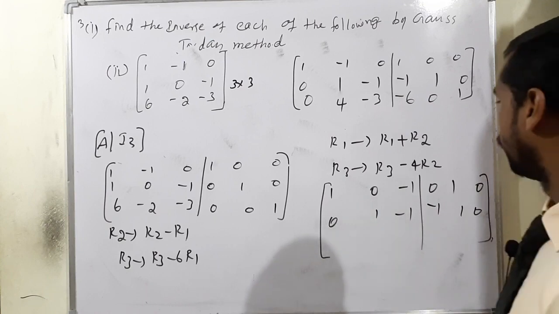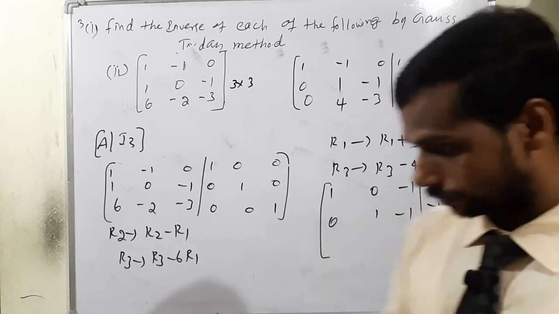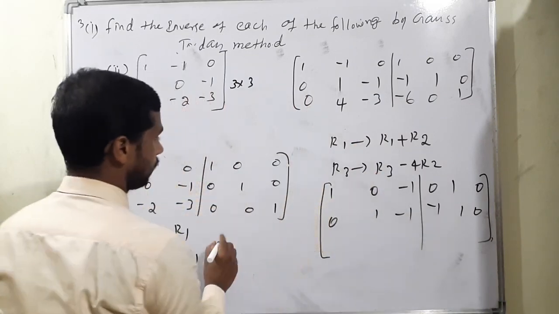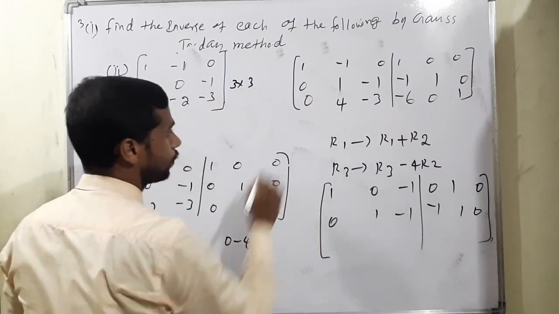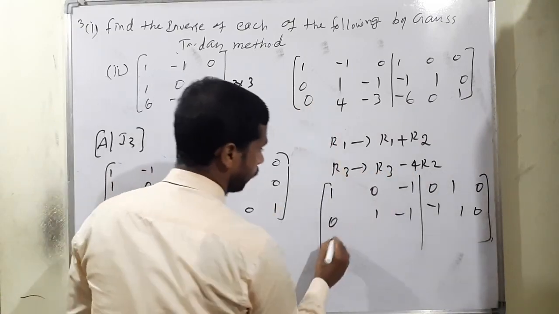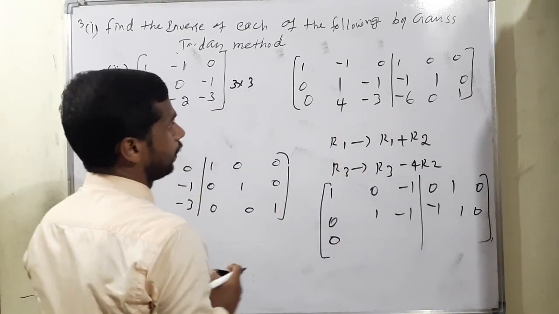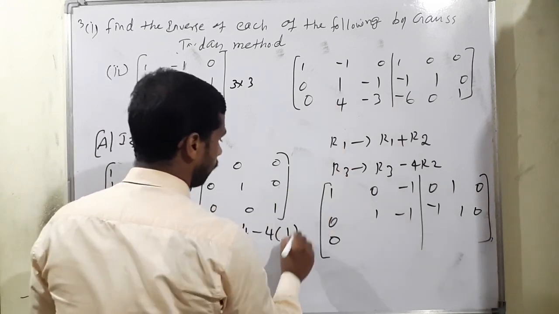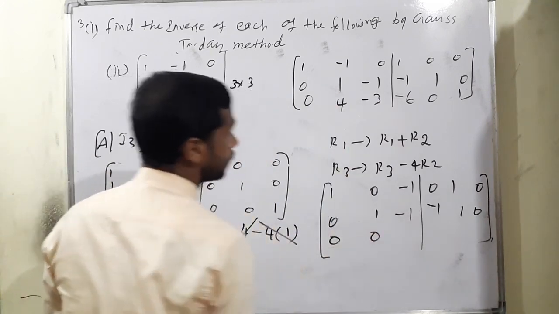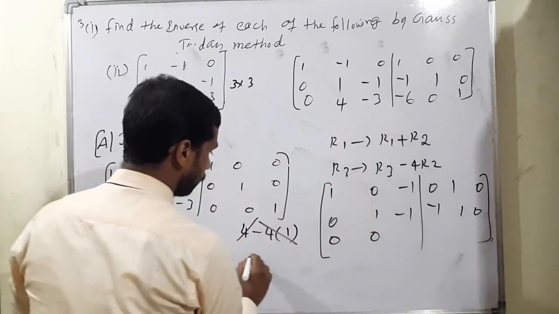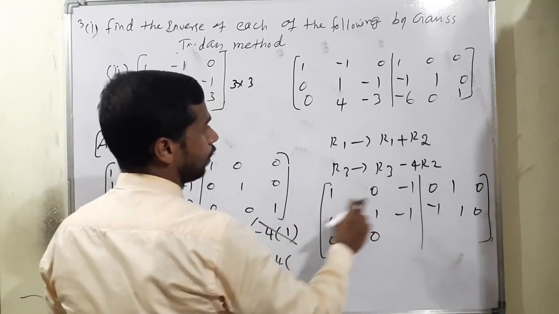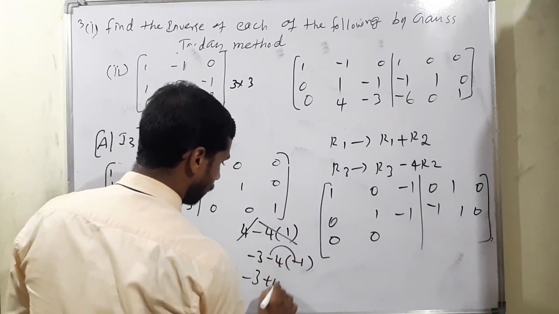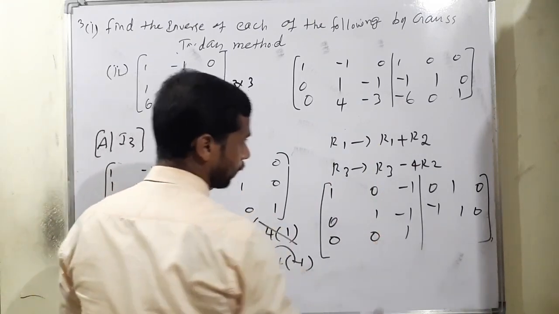Then R3 value, look at there. R3 means 0 is there. 0 minus 4 into R2; R3 and R2 comparing only 0, directly we can write it. The next one, R3 value 4 is there. Minus 4 into R2 value 1. So plus 4, negative 4 cancel, means 0. Next condition, R3 is equal to minus 3. Then minus 4 into R2 value, already minus 1, isn't it? Therefore minus 3, minus into minus plus 4. Minus 3 plus 4 means positive 1.